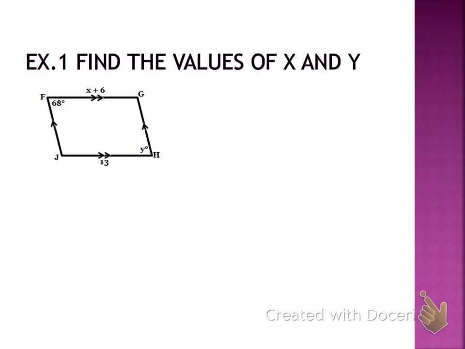Y. What is y? Okay, we know y is 68 because this is a parallelogram. They marked opposite sides parallel. So because it's a parallelogram, opposite angles are congruent, so y is equal to 68. We all okay with that logic?